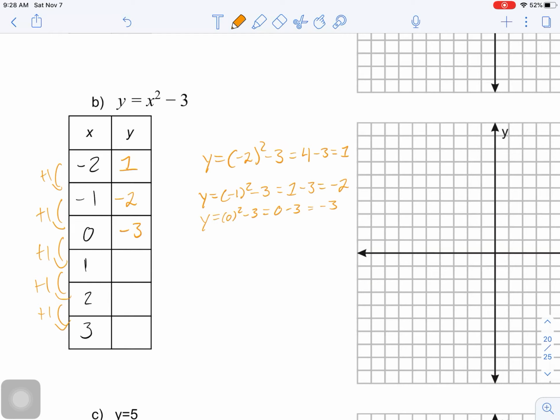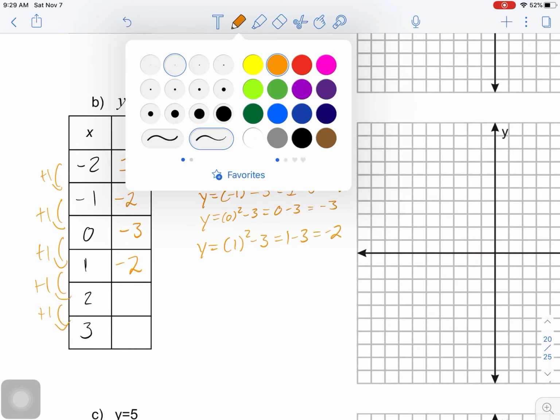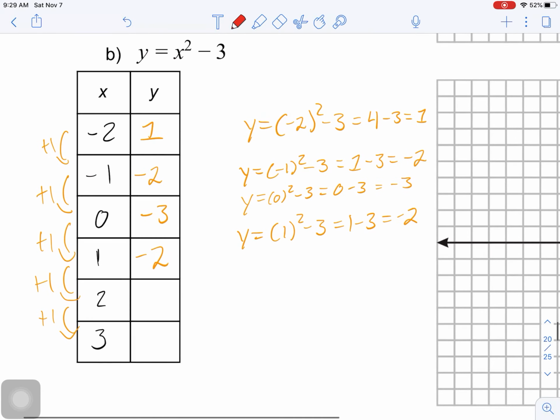Okay, let's move forward here. Just make sure everything is a-okay. So 1 to -2 to -3. Yeah, and now let's go on to when x is 1. So plug in 1 here. So y equals 1 squared minus 3. So that becomes 1 minus 3, which is -2. So this is -2.